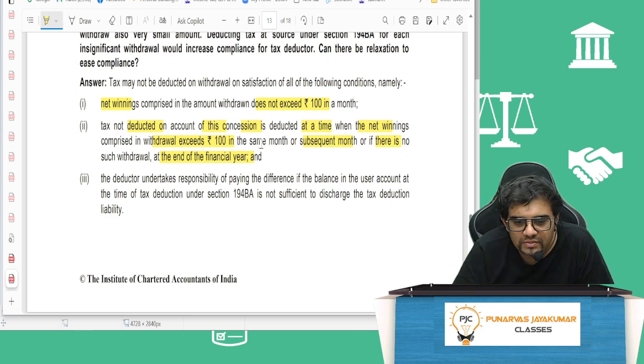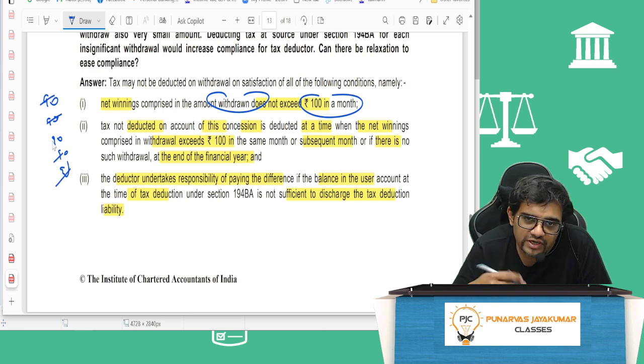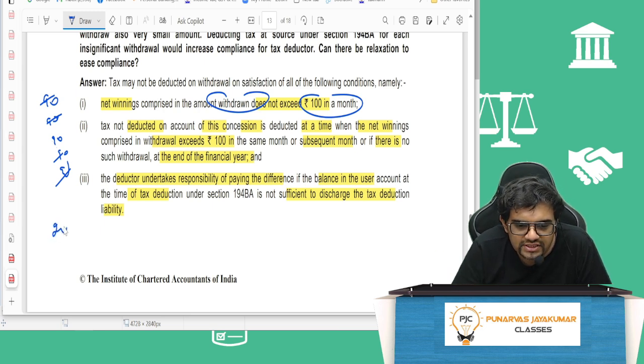Then also no problem if the deductor undertakes the responsibility of paying the difference if the balance in the user account is not sufficient to discharge the tax liability. So basically, say every month 90 rupees is winning, guys, and he is withdrawing 90, 95, 96 like that, no problem. In the end, some 20 rupees balance is left.